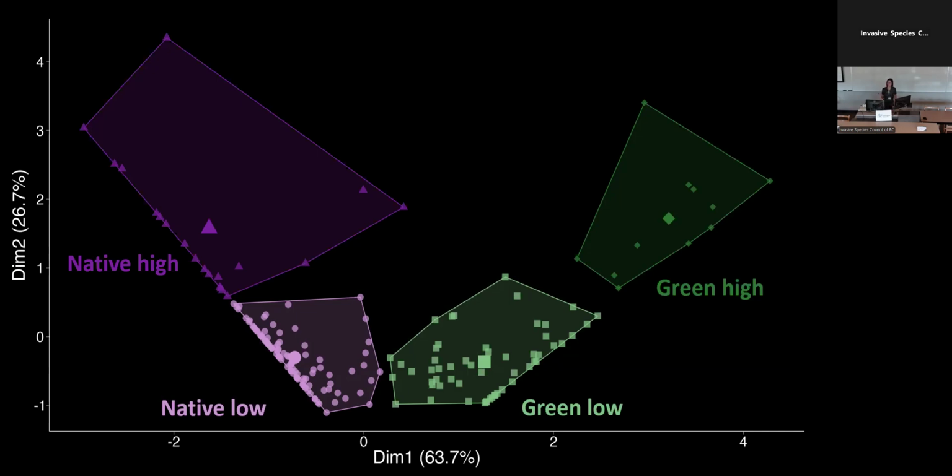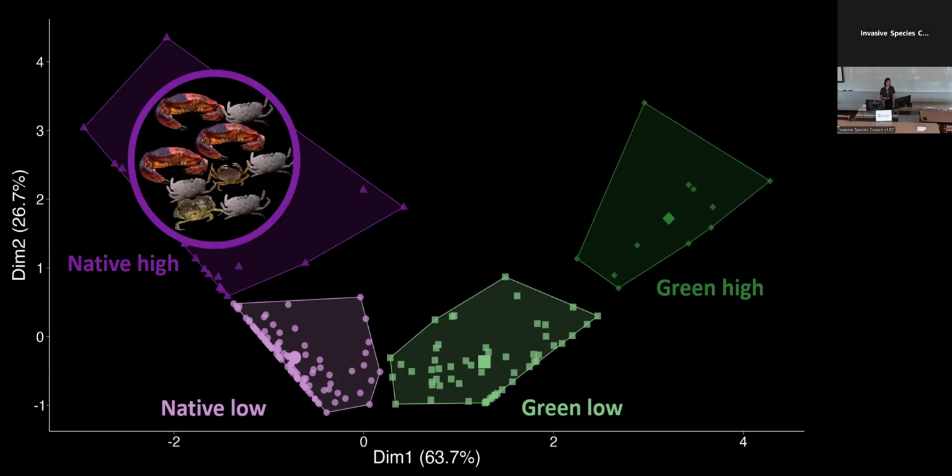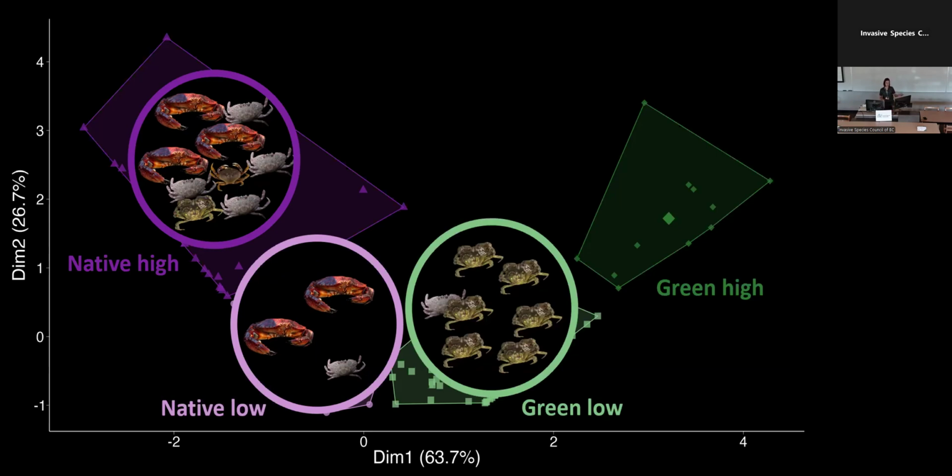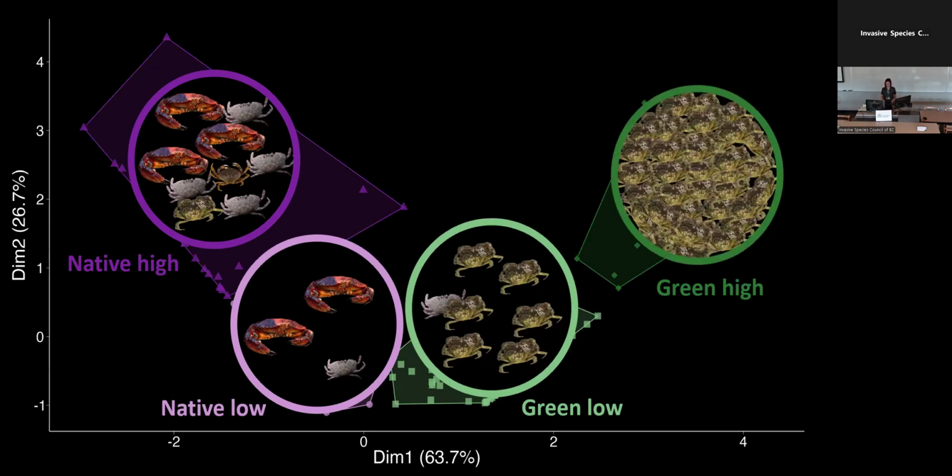So the individual points are showing my raw community data clustered and color-coded by the type of community they fall into. So we've got our native high communities, which have higher abundances of mostly native species, and then our native low communities, relatively lower abundance, but still mostly native, followed by lower abundance green crab communities, and finally our classic green crab super abundant community, which can reach these overwhelming densities.